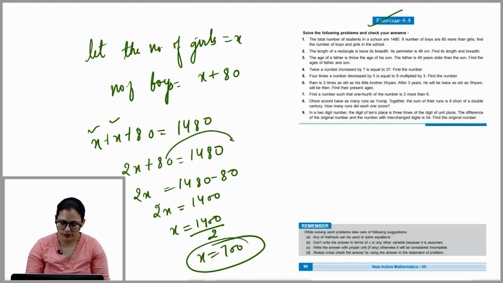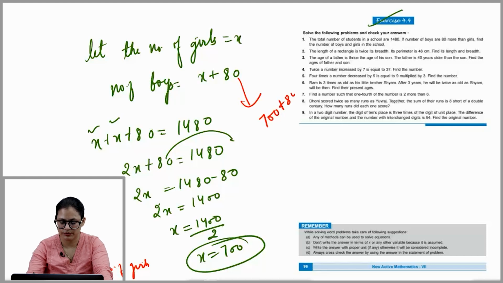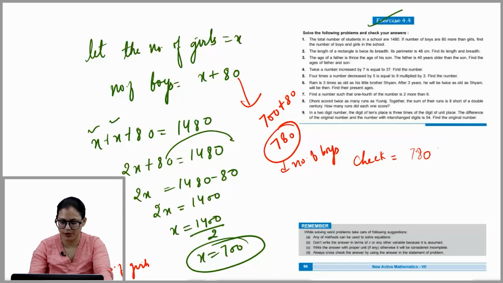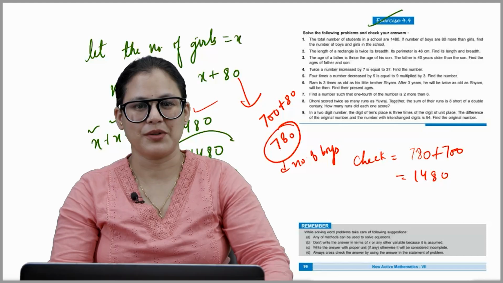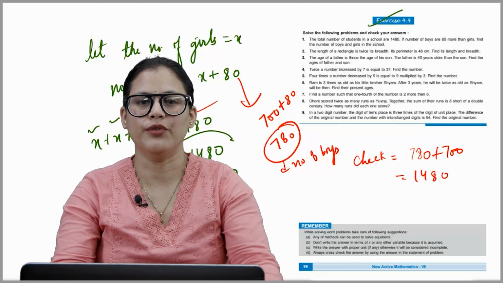Now we also have to find out the number of boys. This is the number of girls, okay, and the number of boys is x plus 80. x means 700 plus 80, 780. So these are the number of girls and these are the number of boys. Okay, you can also check your answer. How will you check? You can add the number of boys plus the number of girls. So you will get the answer 1480. That means your answer is correct, right students? Now you will practice the remaining questions.